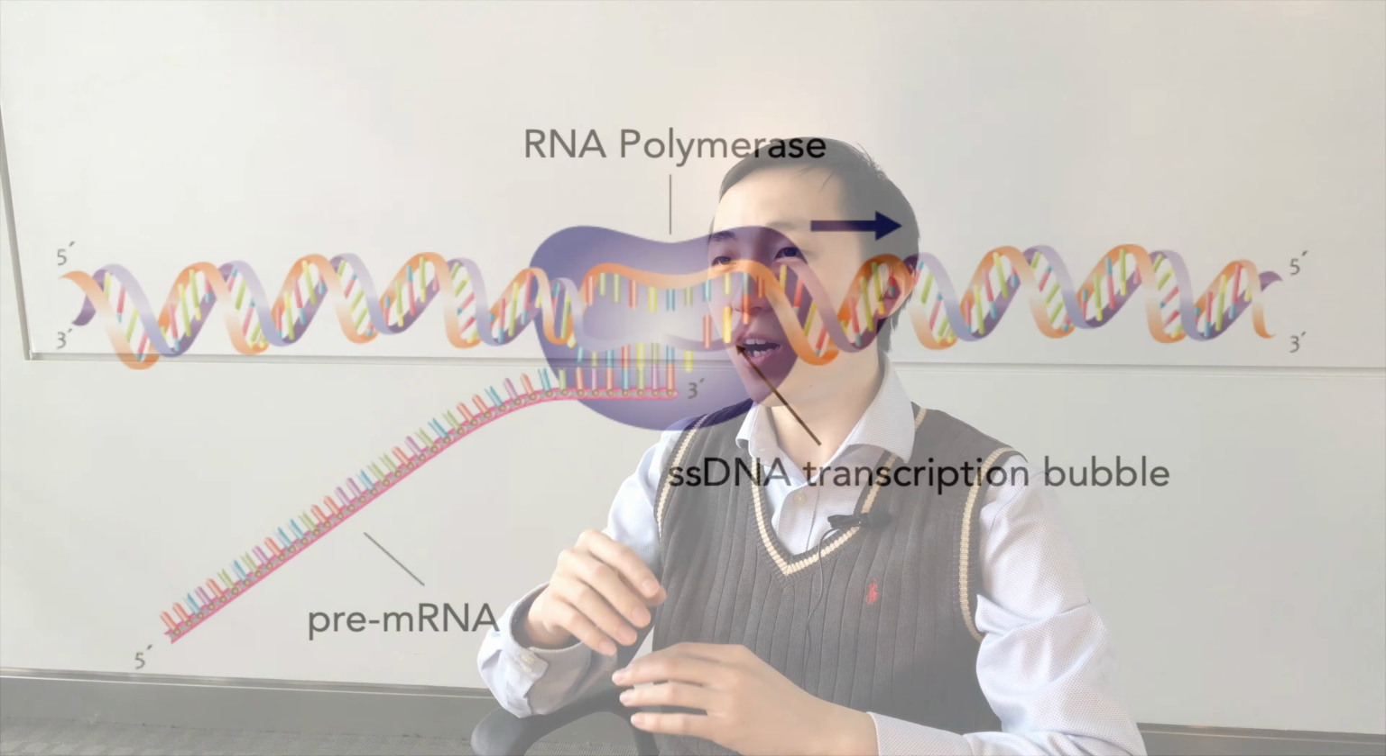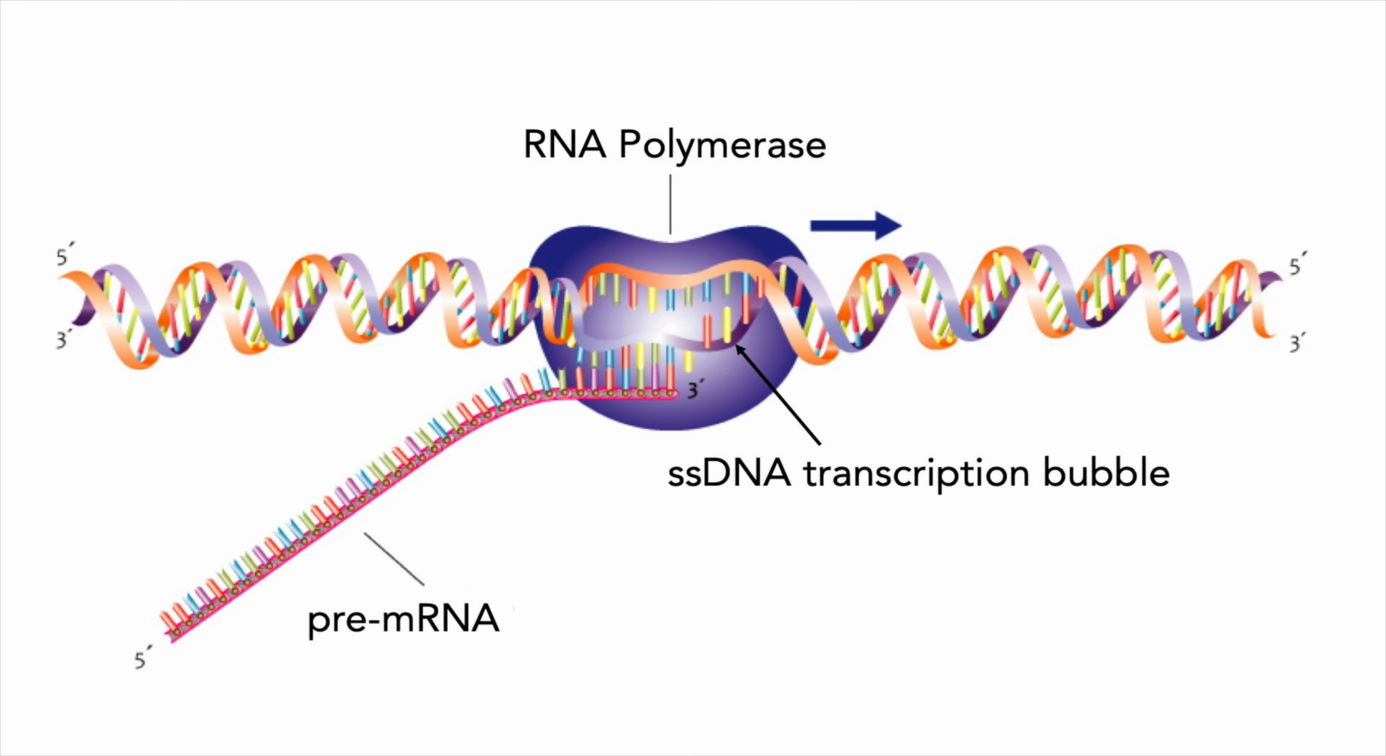There's an enzyme called RNA polymerase or other transcription factors. They open the DNA helix and then they use one strand of the single-stranded DNA as the template to make RNA. So by mapping these single-stranded DNA bubbles, we can accurately measure transcription activities.